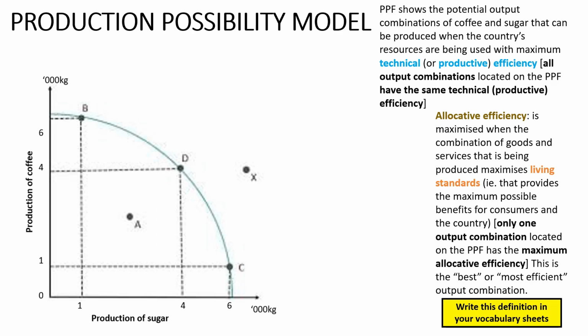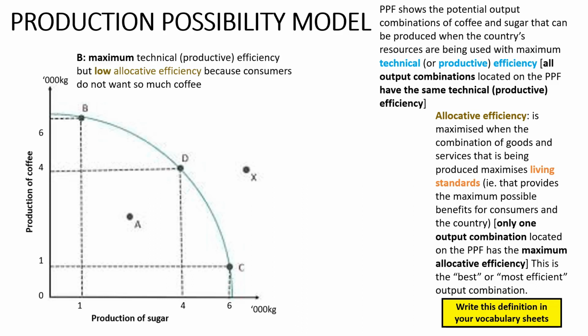While points B, C, and D all have the same technical efficiency, which is the maximum technical efficiency, it would seem unlikely that either point B or point C would have a very high allocative efficiency. This is because consumers are unlikely to want so much coffee and so little sugar as would be produced at point B.